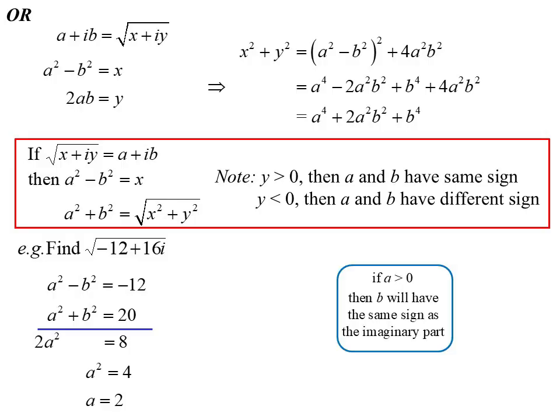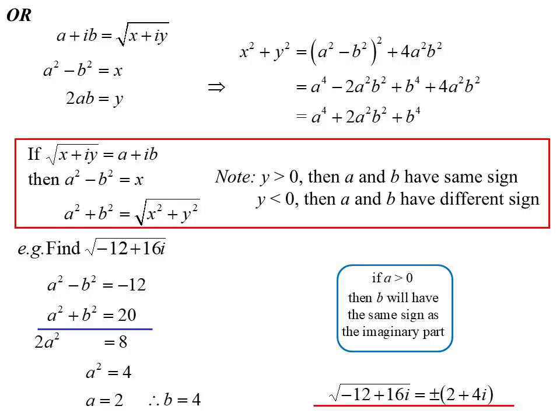Why? Because if I take a to be the positive number, I know b will always have the same sign as the imaginary part in this one. So I know b is going to equal 4. It's going to have the same sign. The imaginary part is positive. Therefore, there's my answer. And because I'm doing plus or minus anyway, that's why I didn't worry about the plus or minus on the a.